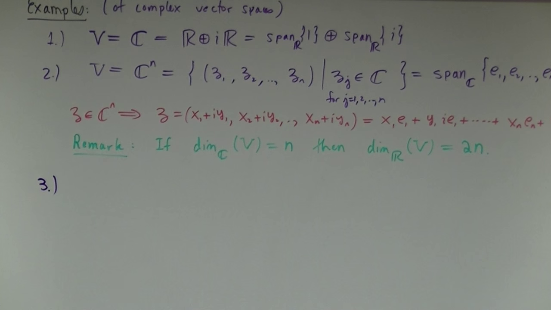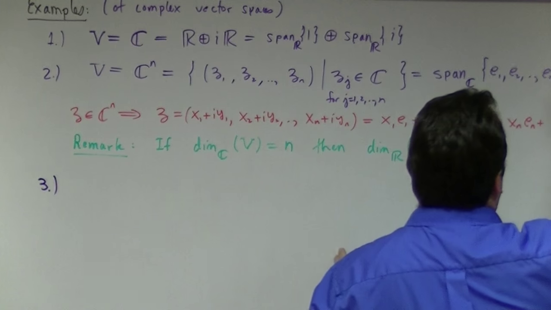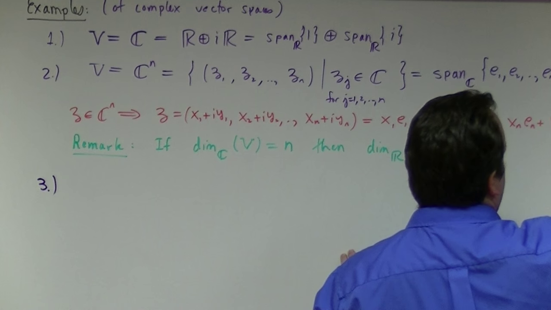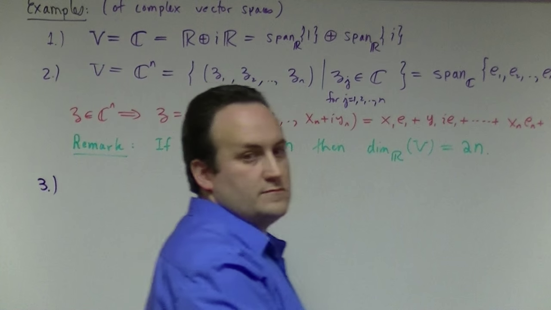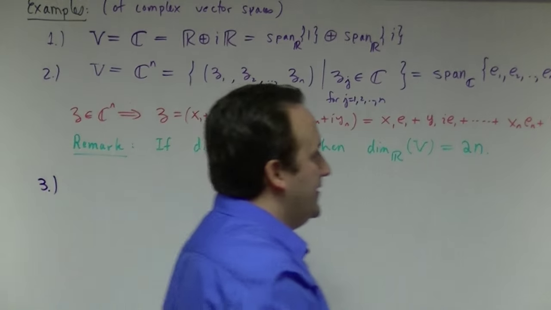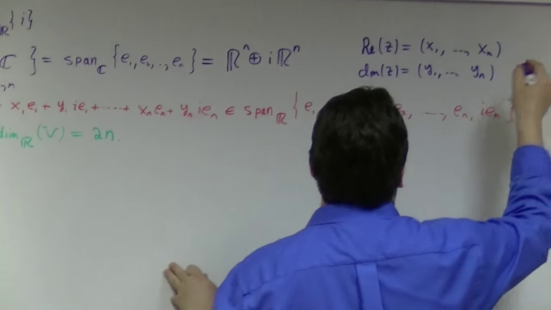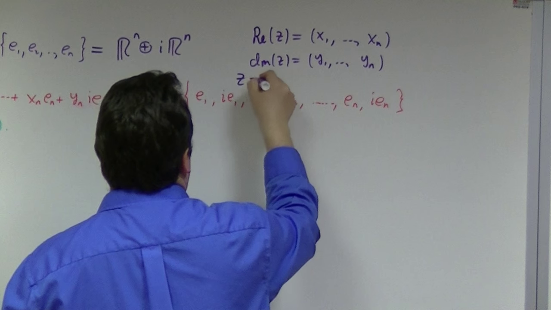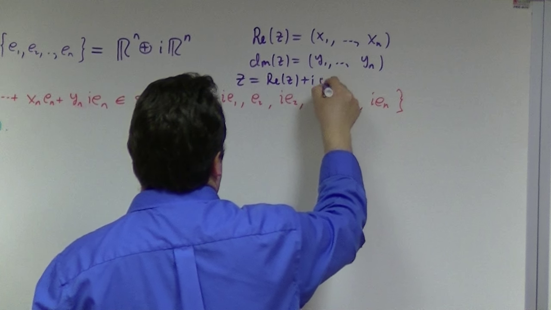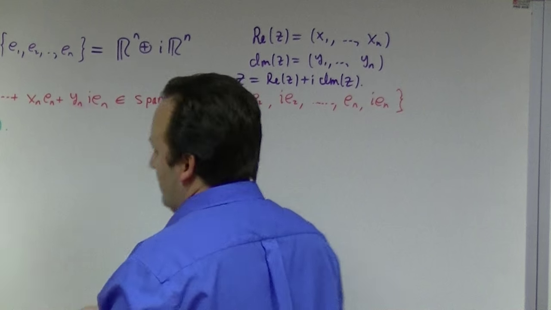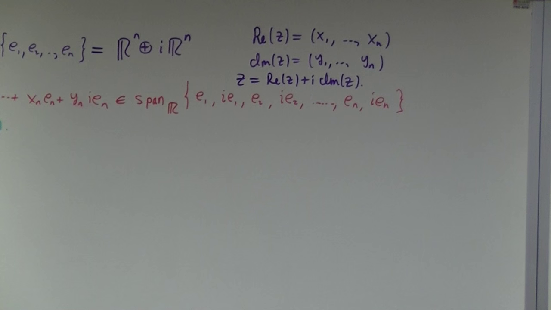Oh, by the way, what else could I have written here? This is, by the way, Rn direct sum iRn. In fact, as a little bit of notation, I would have said that the real part of Z was equal to X1 up to Xn, whereas the imaginary part of Z was equal to Y1 up to Yn. So in total, Z is equal to the real part of Z plus i times the imaginary part of Z. But you notice, I'm now talking about an n-vector, I'm not just talking about a complex number, so maybe this is new.